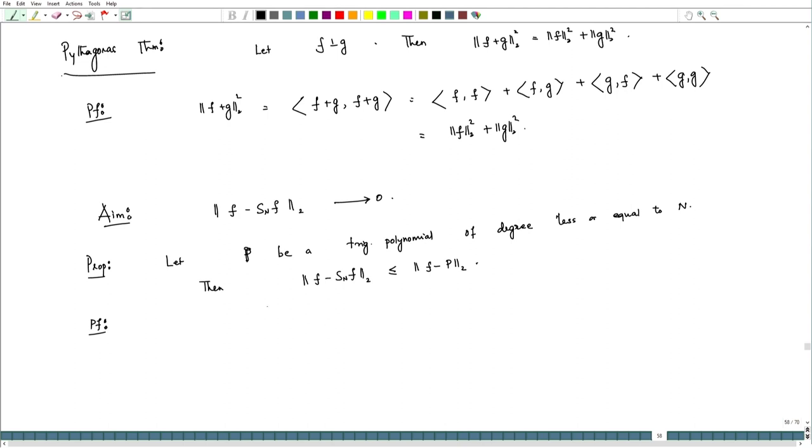Now, let us look at the norm of f minus P, let P of x be equal to the summation over mod n less or equal to n of alpha n e^{inx}. That is how P is going to look like, a sum of degree less or equal to n. So now what I can do is write this as the norm of f minus S_n f plus S_n f minus P. Now look at what S_n f is. S_n f is a trigonometric polynomial of degree n.